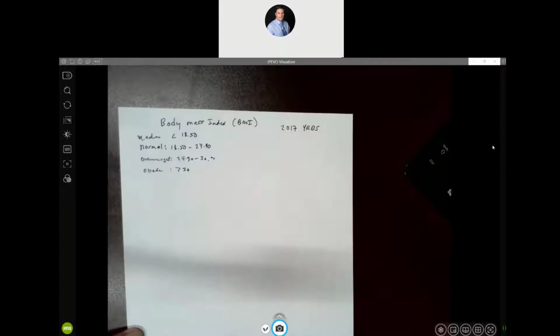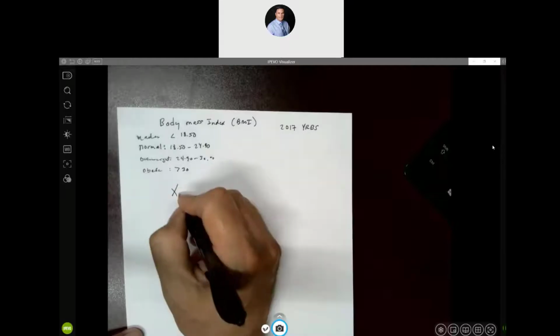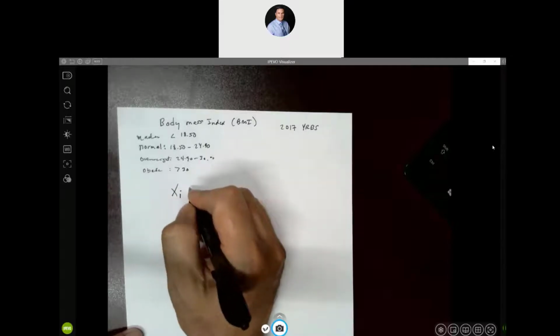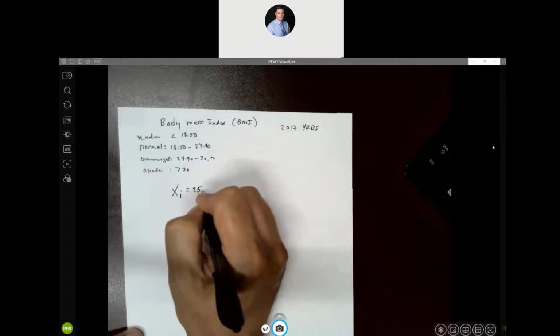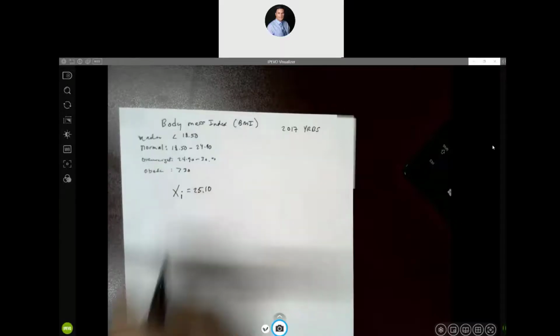And my wife, she's a school teacher now, but she has a master's degree in exercise science and athletic training. So she's like, well, what was the average BMI? She knows what a BMI is. What was the average BMI in 2017 among high school students? And she's teaching high school students now. And I told her that the average BMI was 25.10.